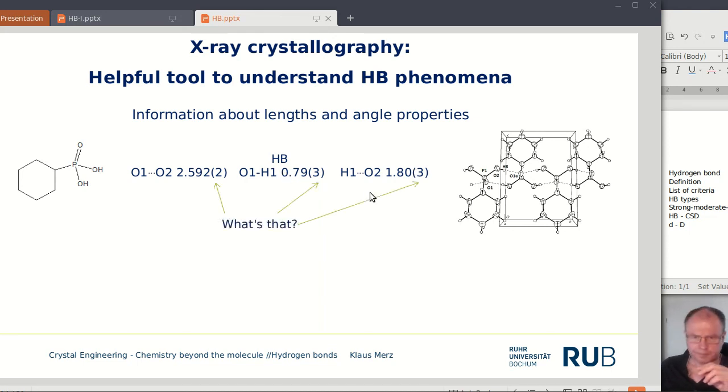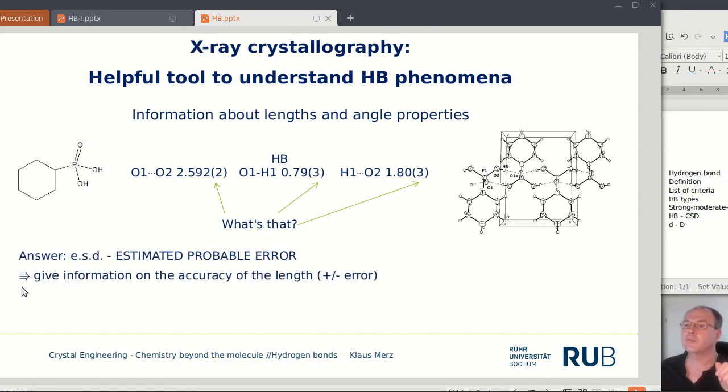But have a look carefully. There's a bracket at the end of the values. What's that? These values are extremely important because they say something about the quality of a structure. ESD, estimated standard deviation, gives information on the accuracy of a length, plus minus error, and only the last digit is meaningful. Okay?